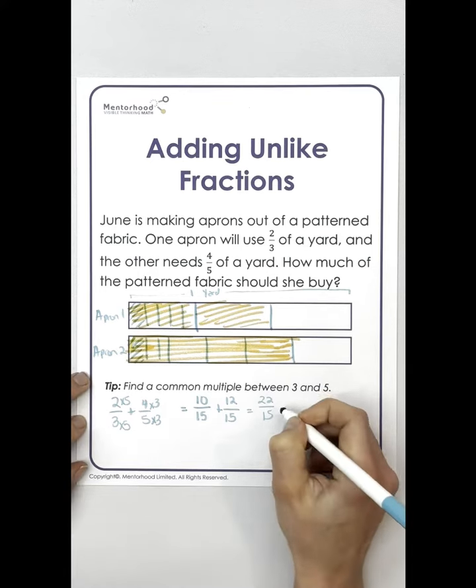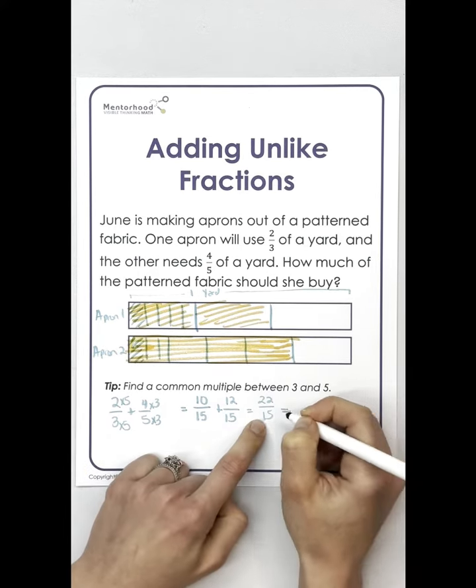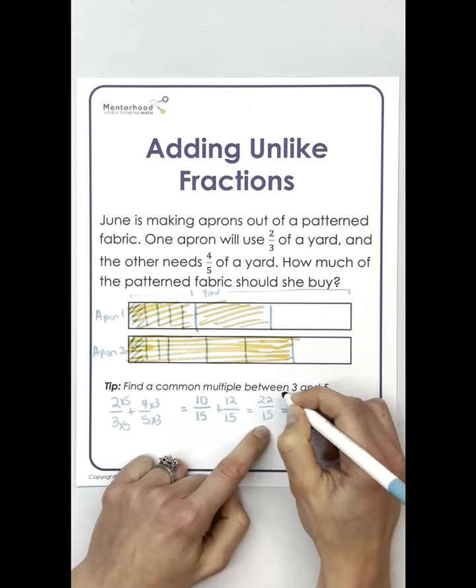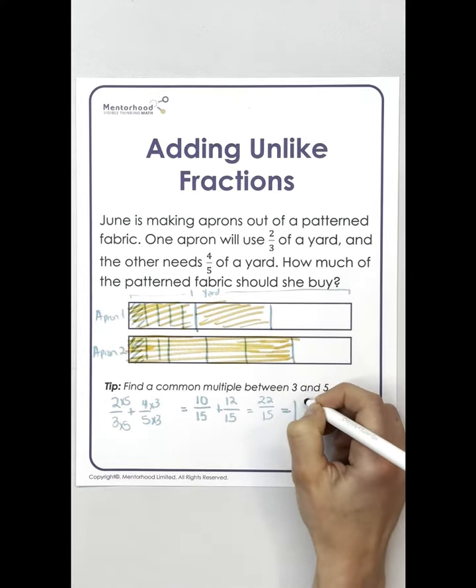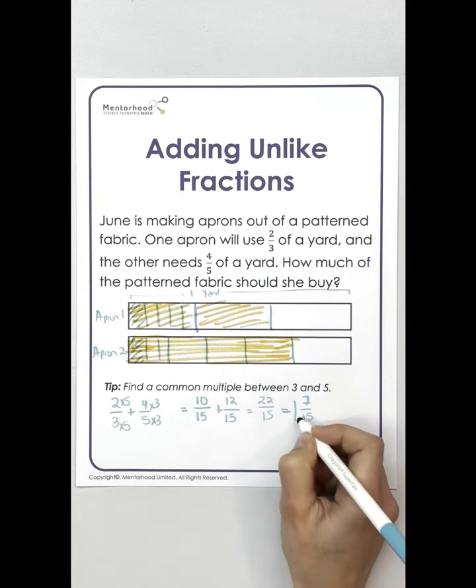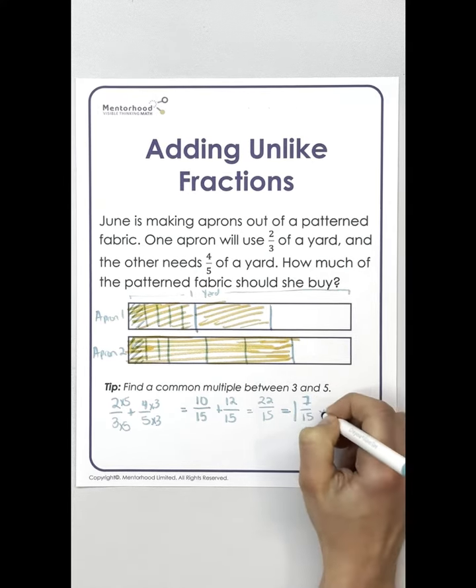Now what does this mean simplified? Well, how many full 15ths can I fit out of 22? I can get 1. I can't get 2 full 15ths, but I can get 1. And how much is left over? 7 15ths. So now we can go to the store and ask, can I please have 1 and 7 15ths of a yard?